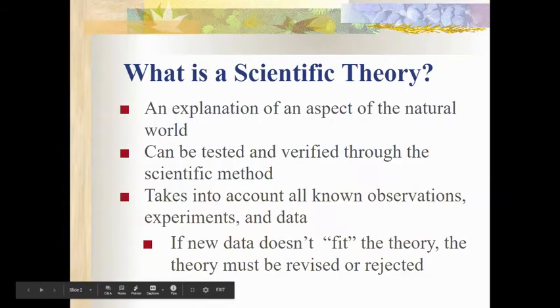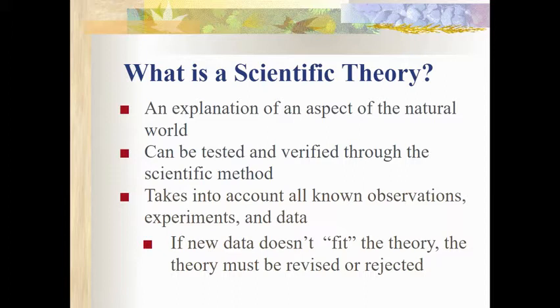So, first of all, a scientific theory is an explanation of an aspect of the natural world that can be tested and verified through the scientific method. It takes into account all known observations, experiments, and data. And if new data doesn't fit, the theory must be revised or rejected. And this is really important in terms of evolution because evolution is a theory that's based on evidence.